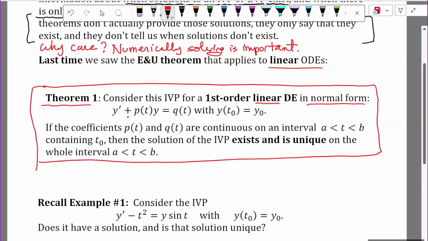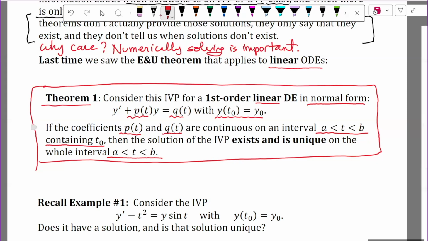And we're going to name the coefficients of our normal form first order DE, P of t and Q of t. And we're going to have an initial condition. Of course, we need that initial condition to even have any hope of uniqueness. If those coefficients that we found, P of t and Q of t, are continuous on some interval of time that contains our initial condition, our initial state, then what this theorem tells us is that the solution exists and is unique on that same interval.